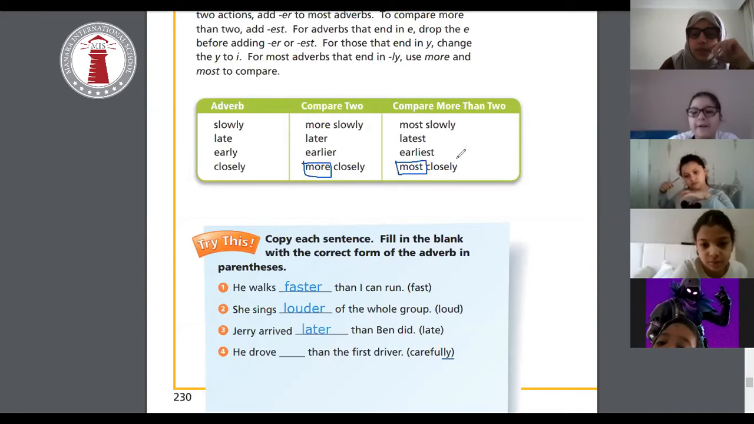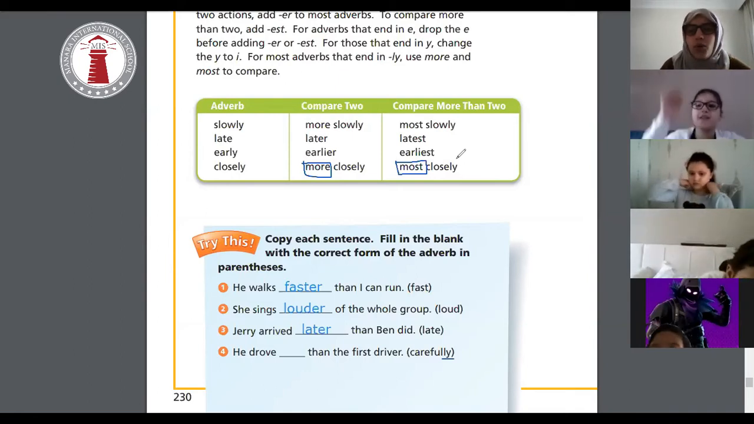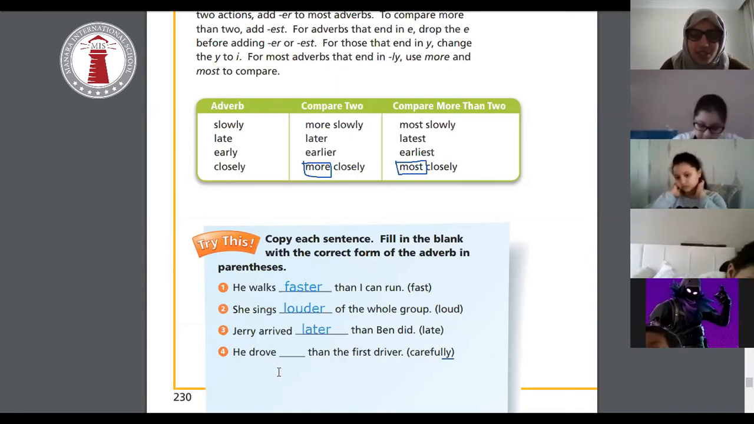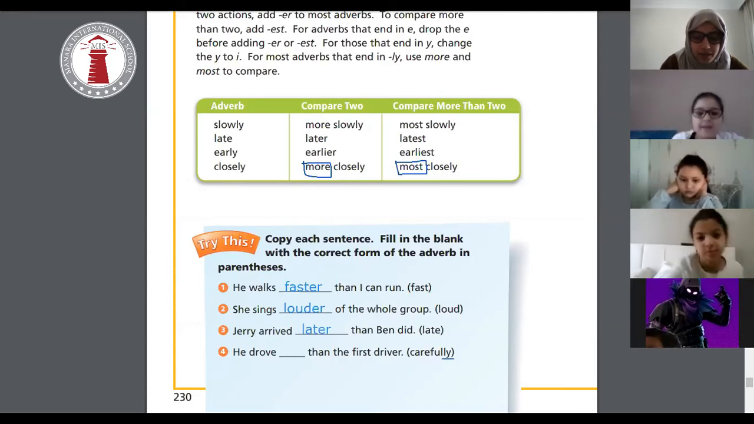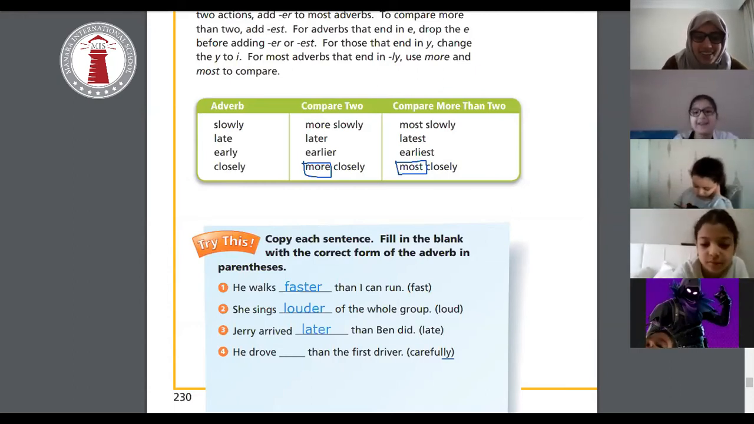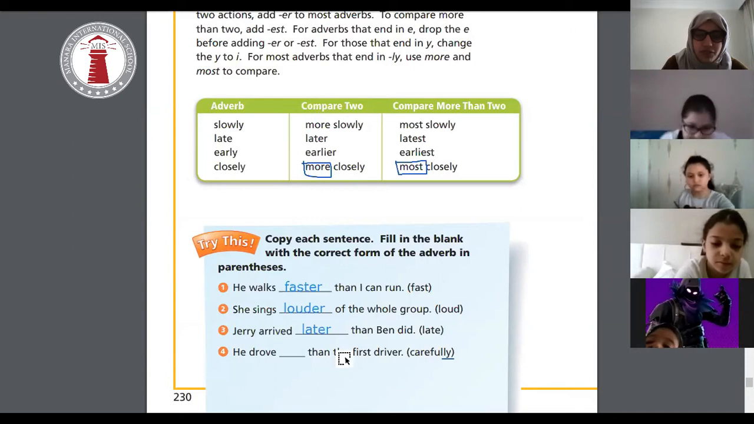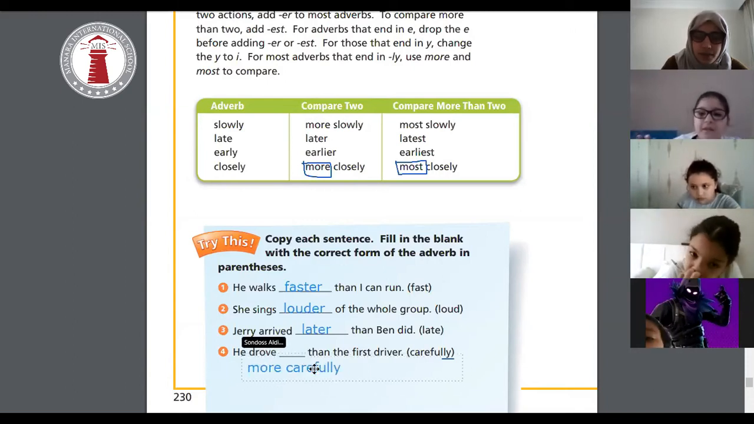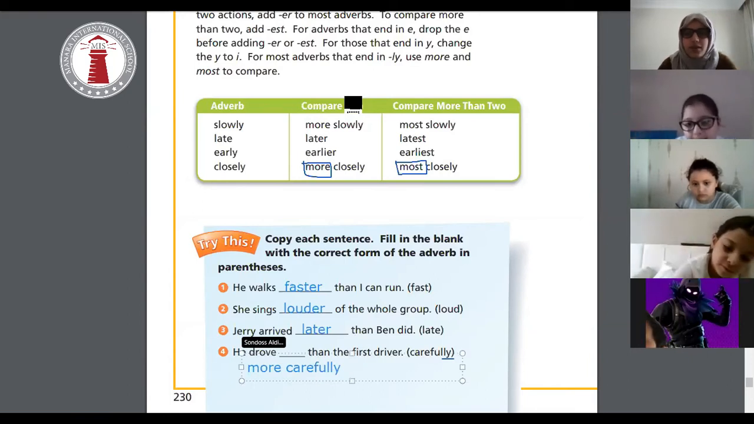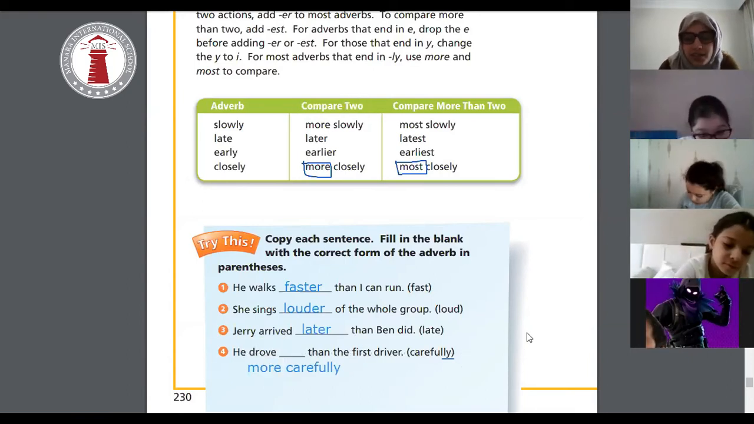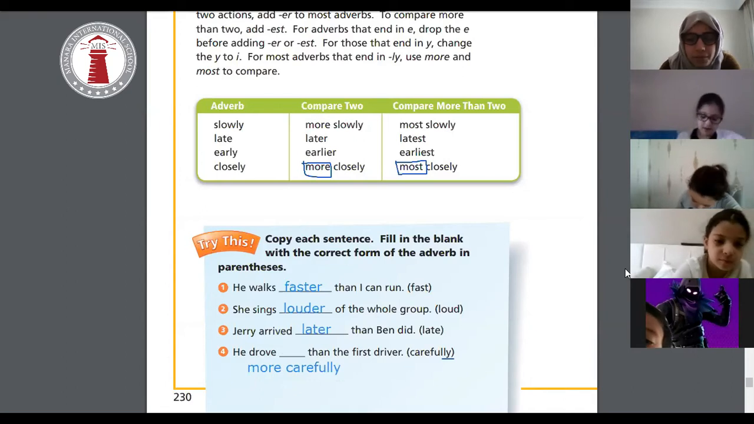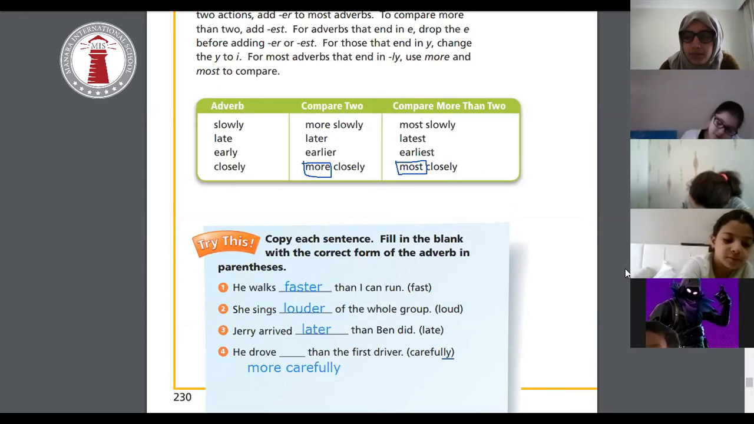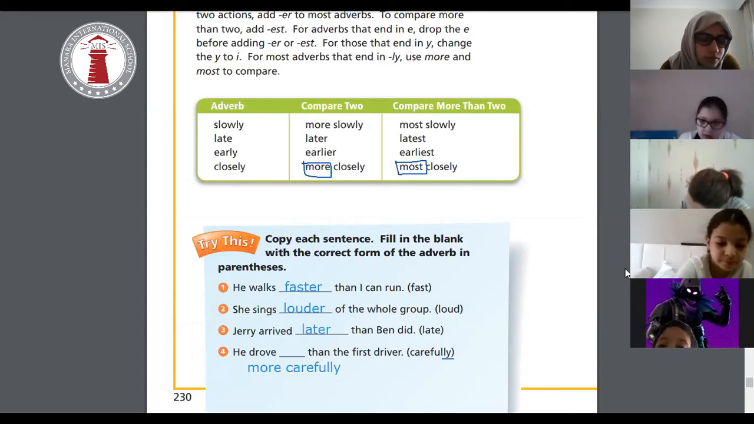So it's more carefully. Excellent job, Hadiya. Yes, I heard you. More carefully. So everyone write the answers, please. Teacher, I don't have space. Okay, you can do it the way I did because I don't have space too, okay? More carefully.